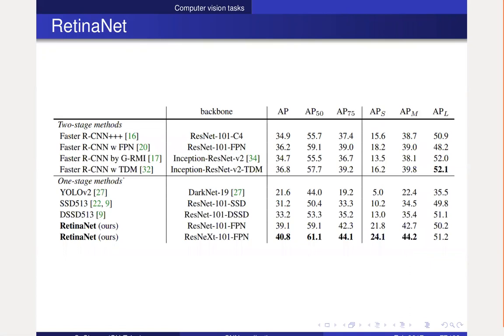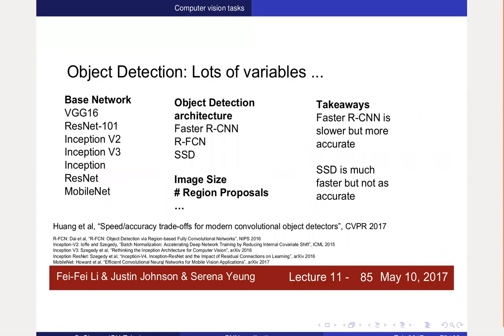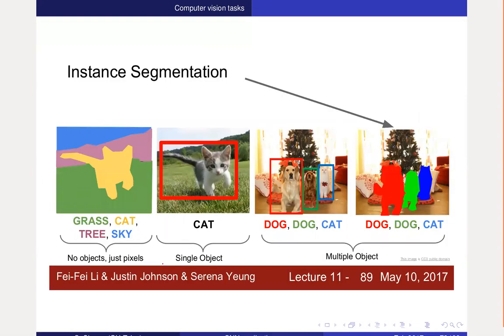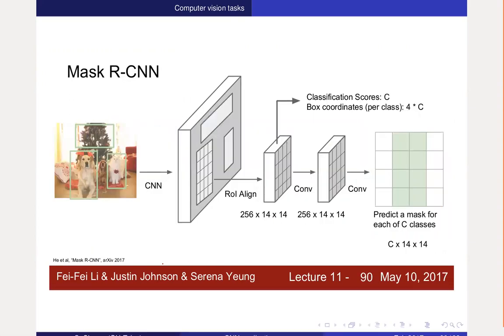Of course, this is YOLO version 2. There are lots of versions of YOLO, version 3, version 4, and I don't know the numbers off the top of my head. So this is object detection, and okay, maybe just quickly wrap this up.